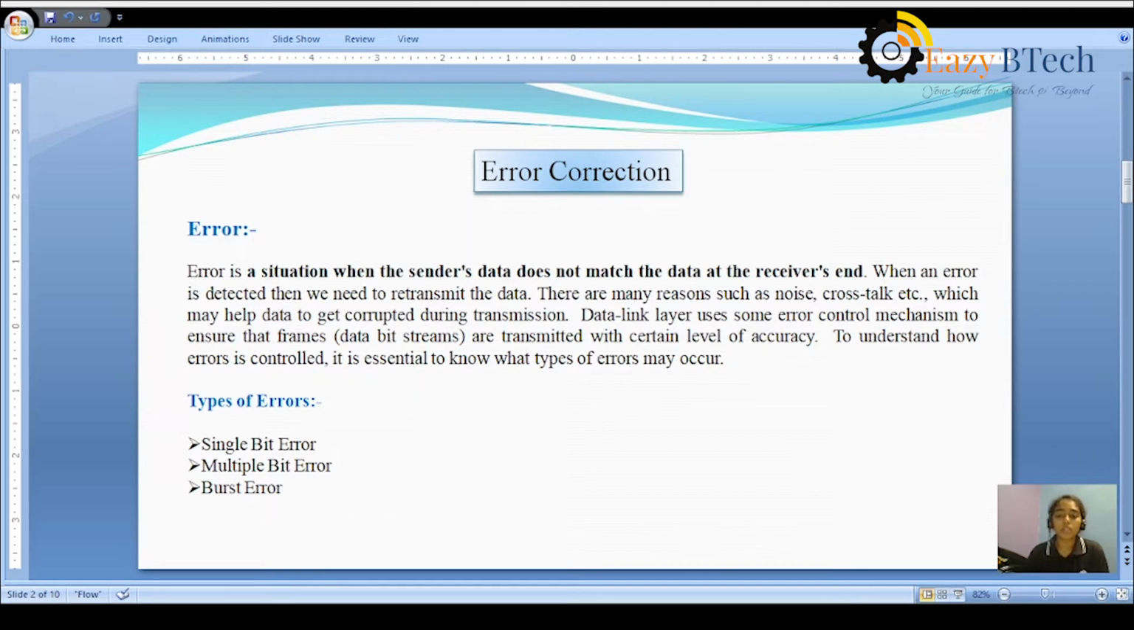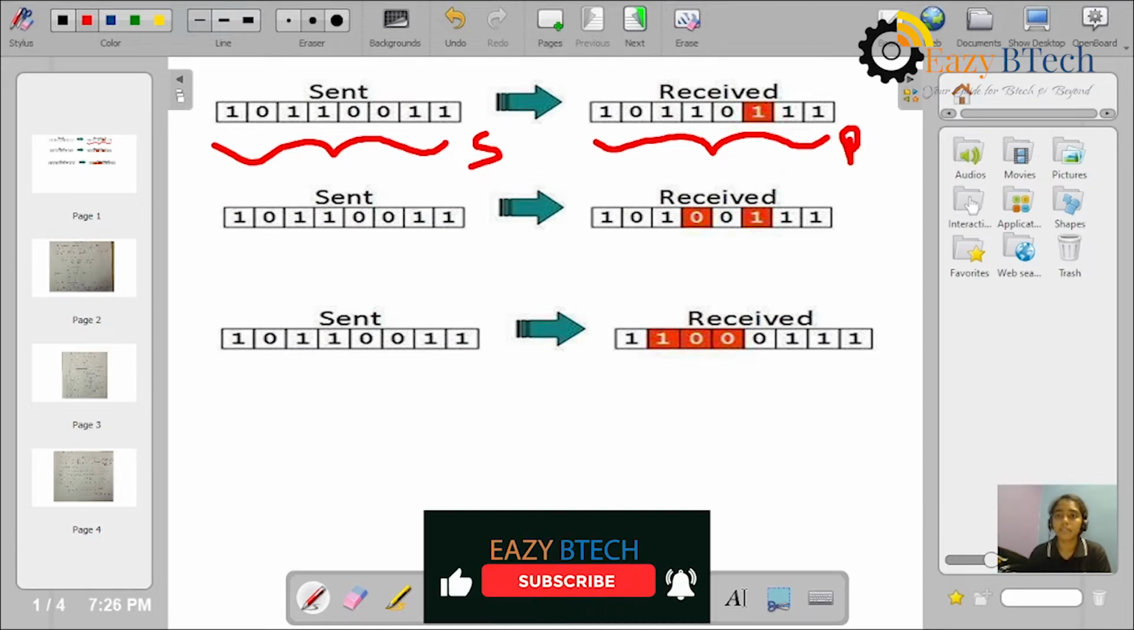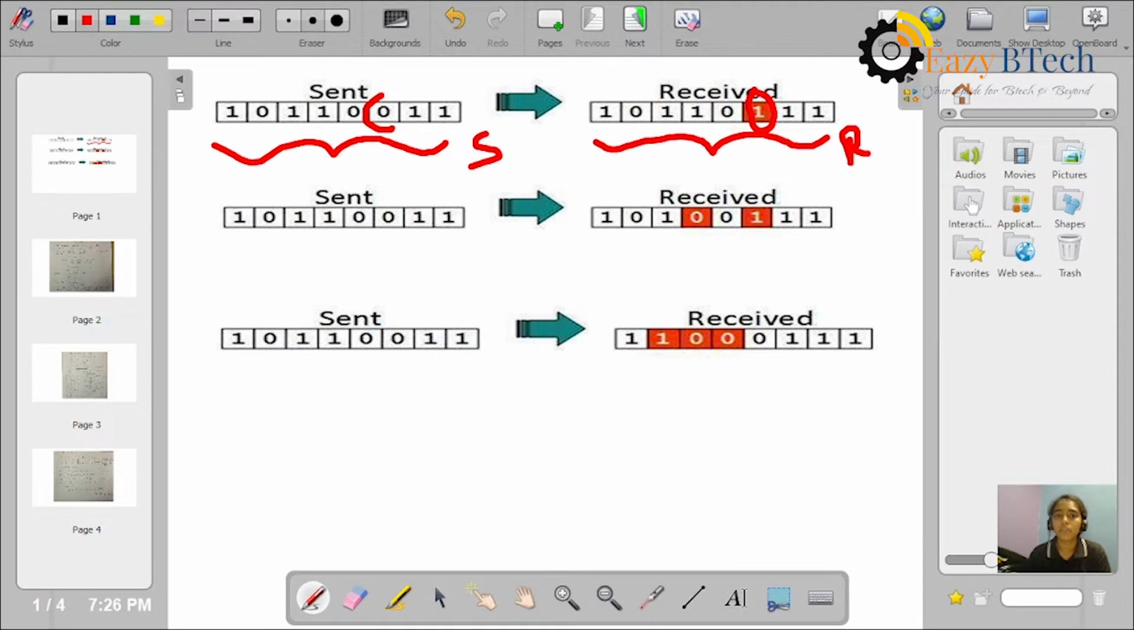Let us talk about what is meant by a single bit error, a multiple bit error, and a burst error. See this diagram. This is a single bit error. This is the actual data on the sender side, and this is the receiver side. Here one bit is changed. In place of 0, we get a 1. So only one bit is changed. That will be considered a single bit error.